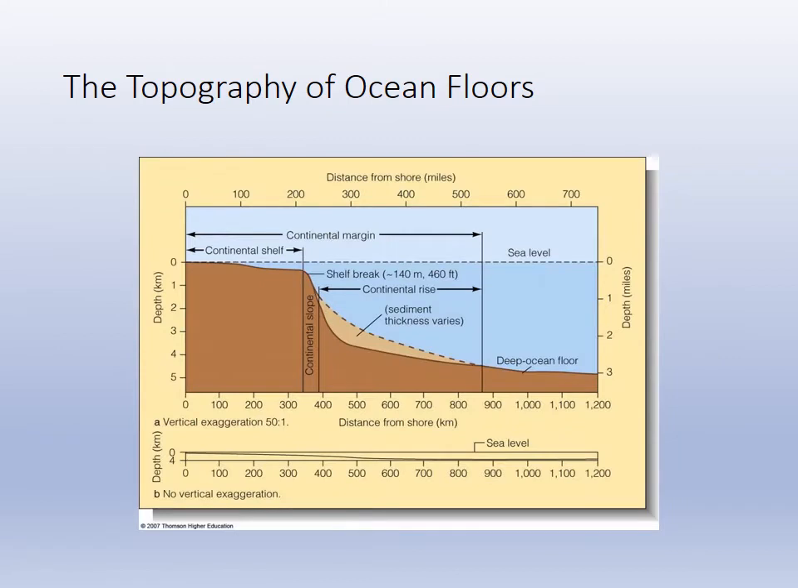Looking at this image, this is exaggerated, so you can see the extreme change from the slope and then the sediments sitting on the deep ocean floor. And then the continental margin is where that sediment ends and all you have is deep ocean floor.